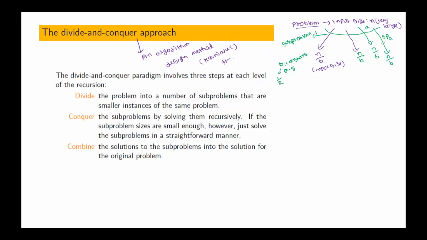The subproblem size should be less than n. That means n by b should always be less than n. So what is the value of b? It should always be greater than 1, where b is a constant. Is that okay?